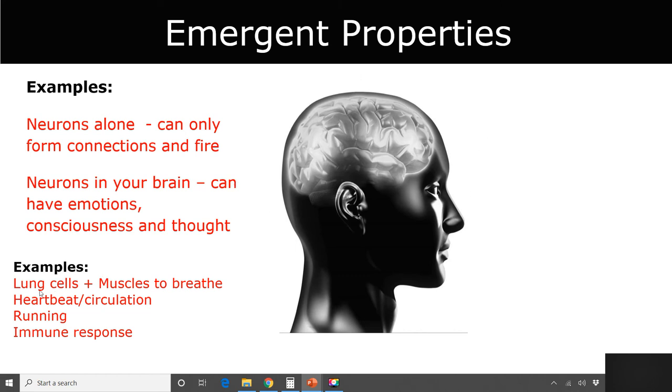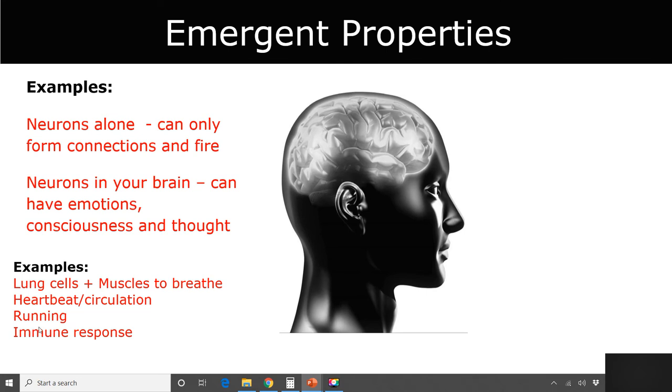The other thing that could be an emergent property is breathing in humans. We have our lung cells that get together with muscles, which make breathing happen. A cell by itself doesn't really breathe. It might do respiration, but that's not the same as breathing. Same thing with a heartbeat and circulation. If I put cardiac cells by themselves, maybe they'll contract, but they're not going to circulate anything because they're not connected to a circulatory system.